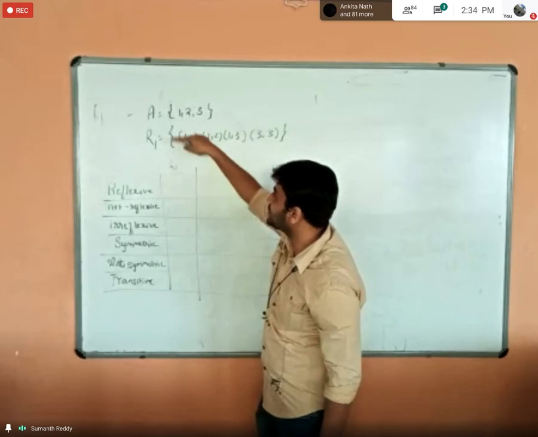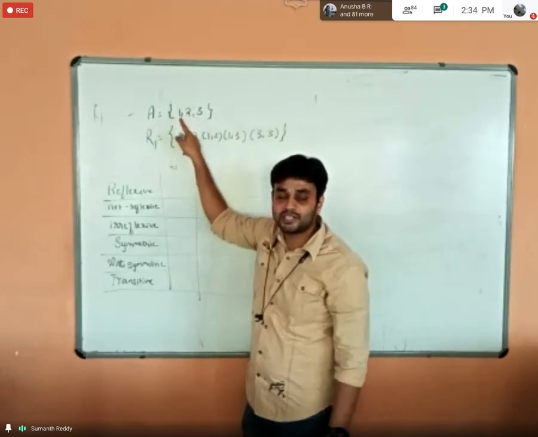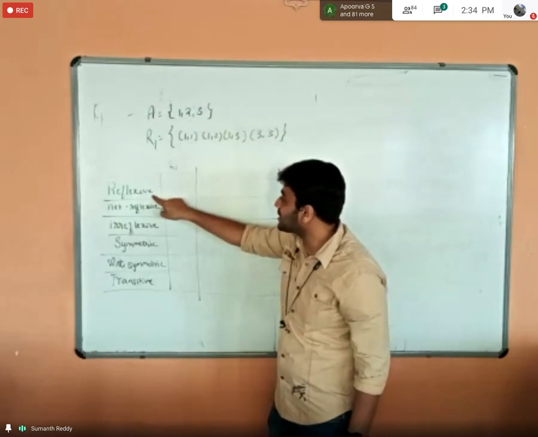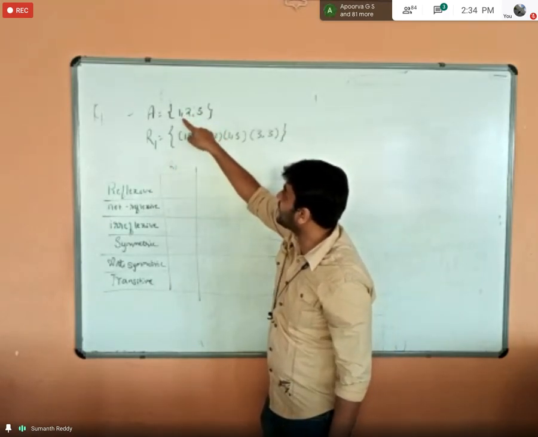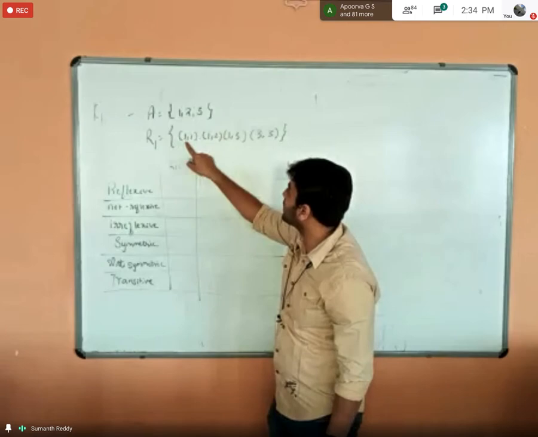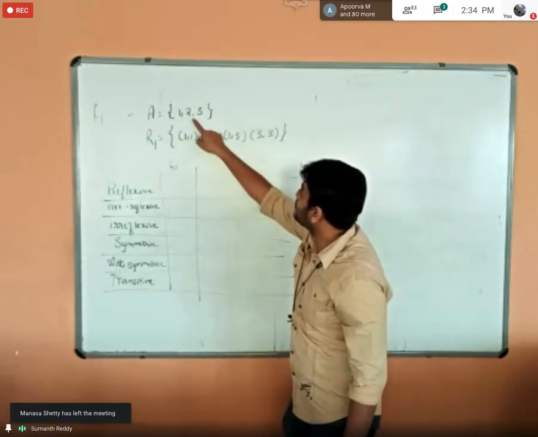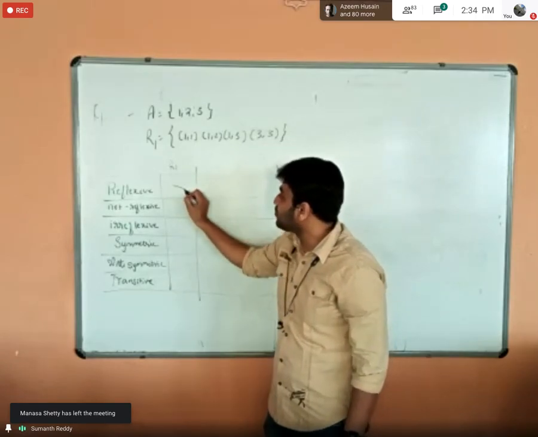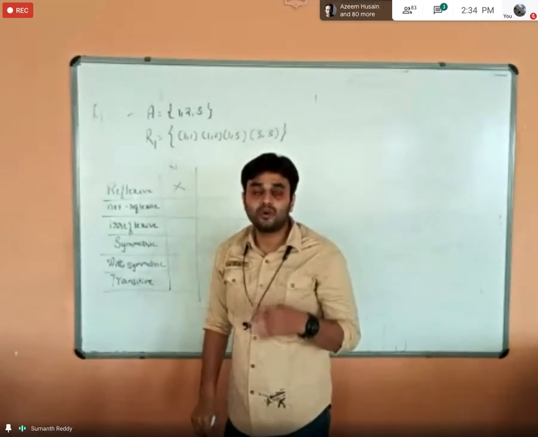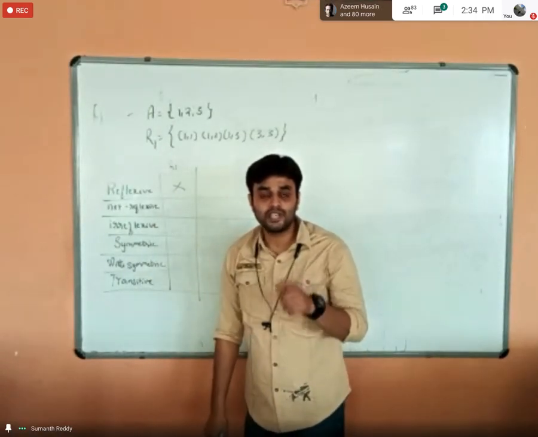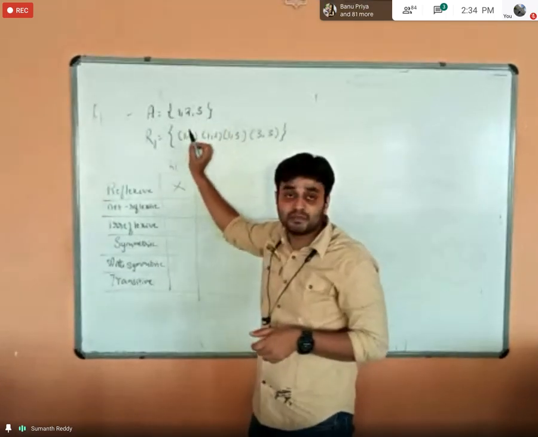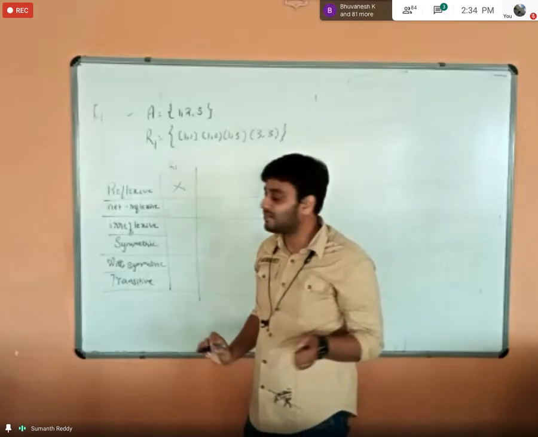This relation R1 is defined on the set A. The elements of the set A are 1, 2, 3. If I have to call it reflexive, every element of the set A must be related to itself. Do I have 1, 1? Yes, I have. But I don't have 2, 2, and I have 3, 3. So it cannot be reflexive, because I don't have 2, 2. 2 is not related to itself, and every element must be related, otherwise it cannot be called reflexive.